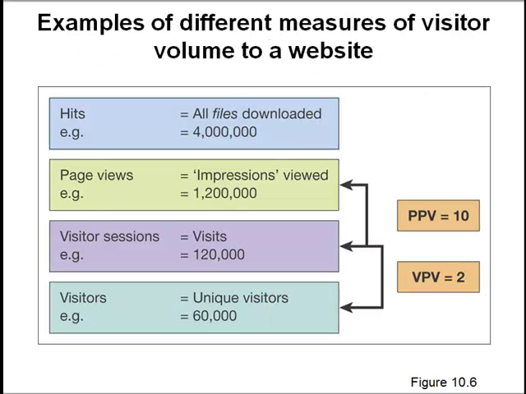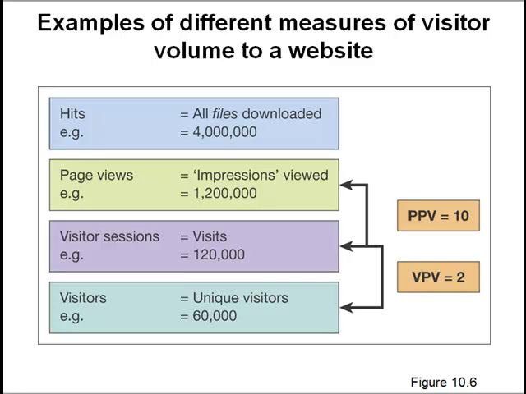Here are examples of different measures of visitor volume to a website. Oftentimes you'll take a look at your hits, and hits are basically you came to a site. You arrived there. And then page views would be, did you look at the home page, and then did you look at the photo gallery? That would be 2 page views.